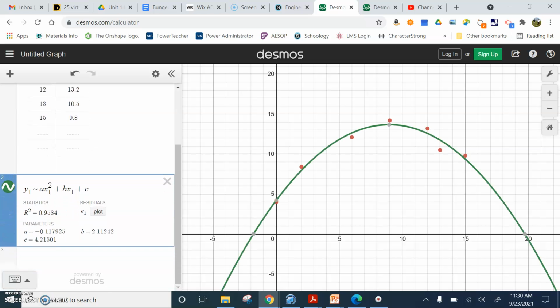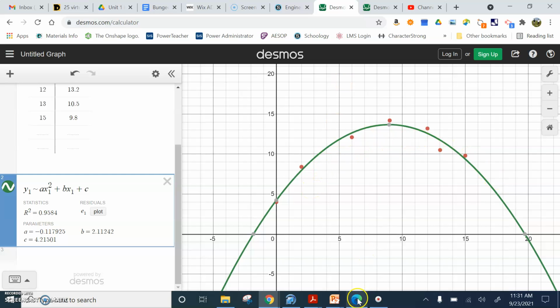So here it is. Again, these equations for the general forms will be available to you. You don't have to have them memorized, but you would type that in and it gives you the R-squared value. It also gives you those coefficients. So here's our best case scenario. That's approximately where the ball is at any given time.